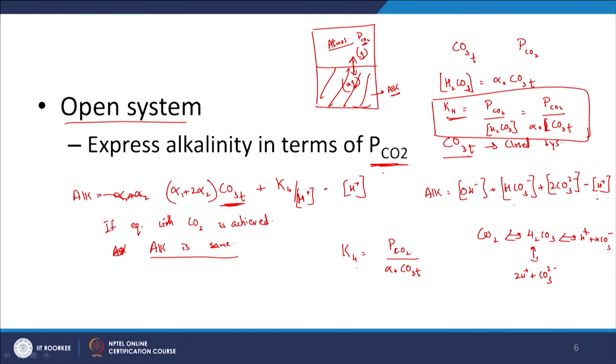But depending on the units, let us say if it is K dash H, wherein the units are moles per liter per atmospheres, this is then going to be equal to alpha naught into CO3 total by partial pressure of CO2. Again, the key is that the units can be different, so you need to look at the units whenever you are looking at Henry's constant. Again, to refresh our memory, we are just trying to use Henry's constant to get a relationship between partial pressure of CO2 and CO3 total, right.